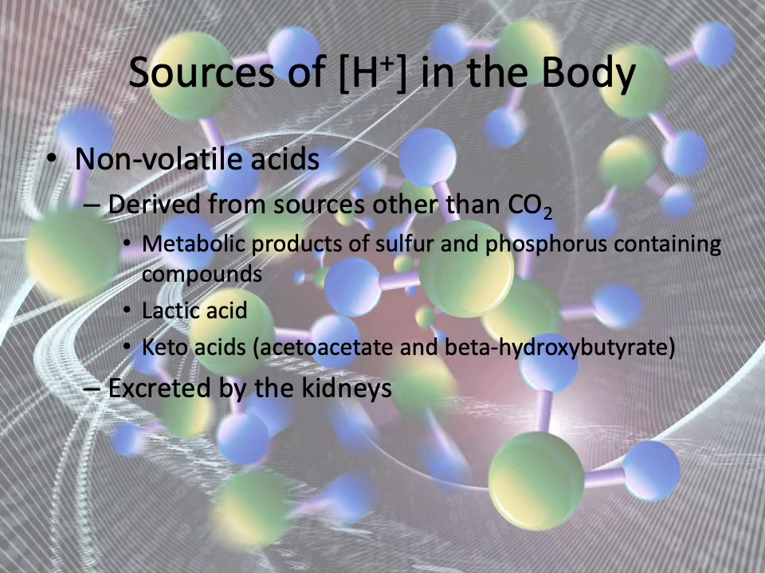So a couple of good examples of non-volatile acids would be lactic acid and keto acids, such as acetoacetate and beta-hydroxybutyrate. These are acids that are produced by alternate metabolic pathways than what we see with glycolysis. For instance, lactic acid is produced most often as a result of anaerobic respiration of glucose, and that can happen in the muscle tissues when there's an oxygen deficit. Then the lactic acid can be transported back to the liver, where it undergoes the Cori cycle and is reformed into more glucose.